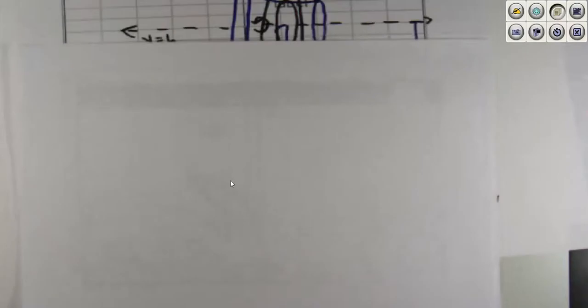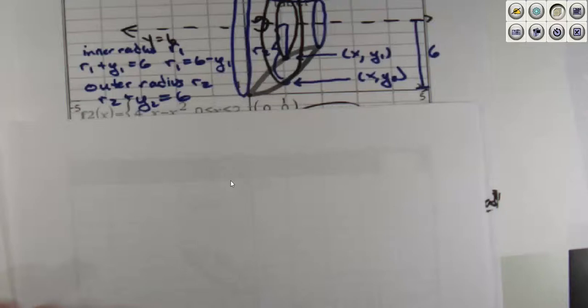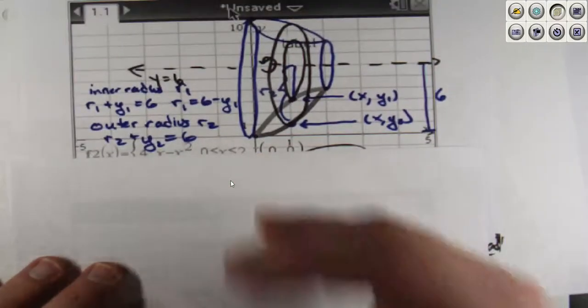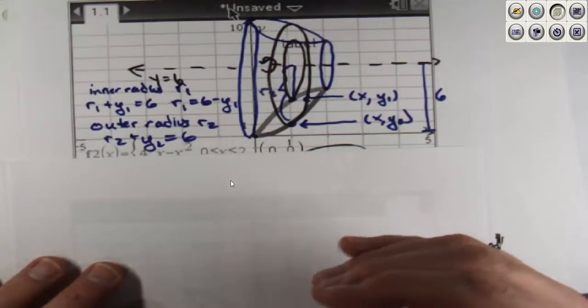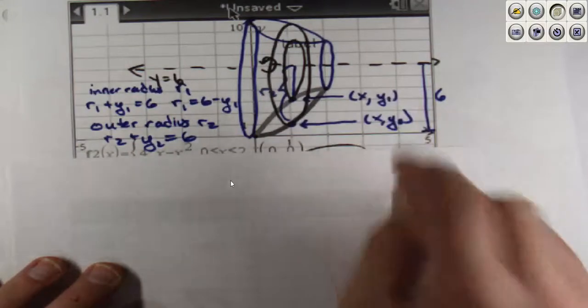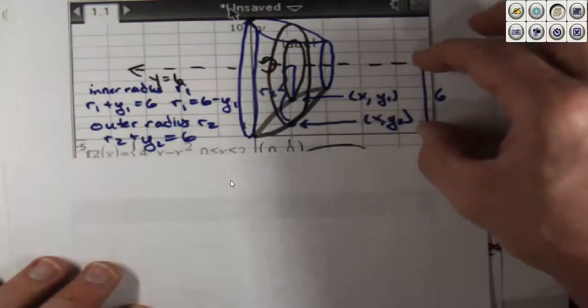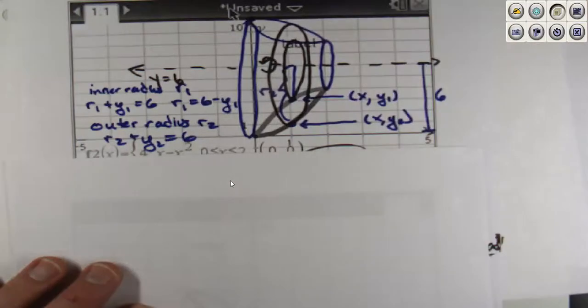Here we go. The first thing I did was I graphed the region. Okay? So when I graphed the region, I went ahead and I put sample points in the region. The only thing that's going to change are the y values, which are the individual heights above the x-axis. The distance from the x-axis to the line of rotation is 6 units.